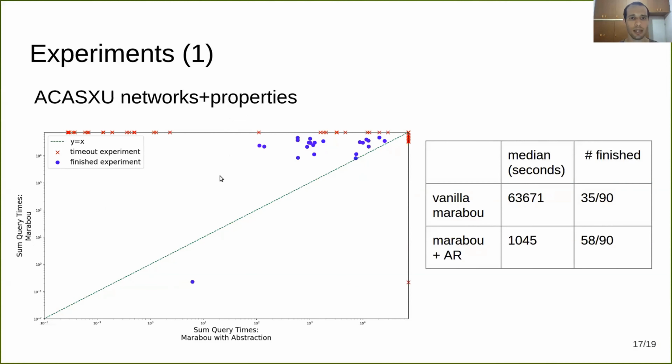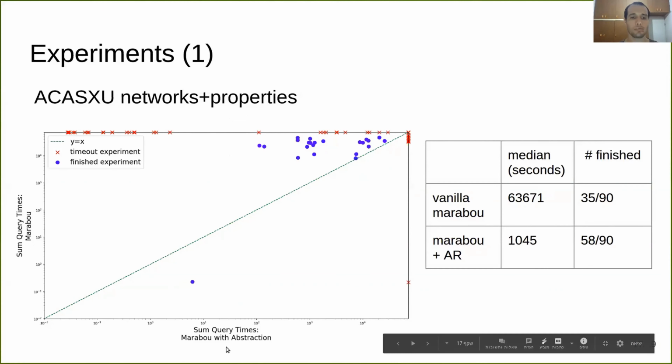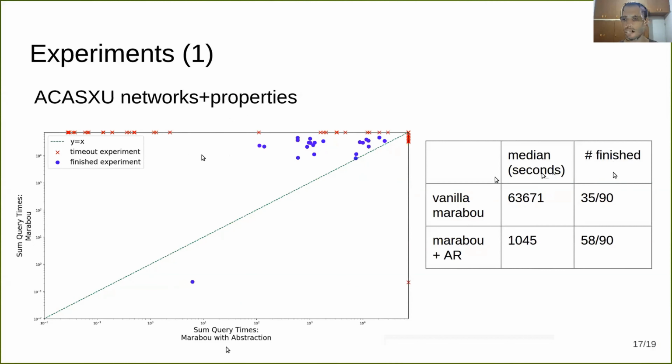You can see that using our abstraction refinement mechanism improves the results. And if we look at the numbers, we can see that the number of finished experiments is greater, and that the median runtime is smaller.